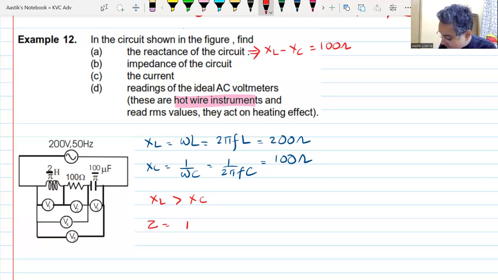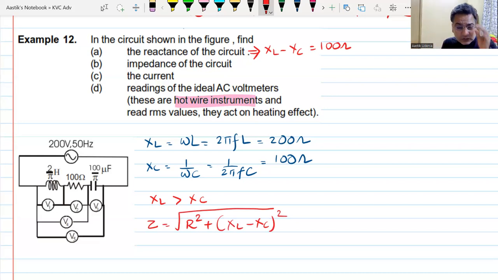Now you can find out the value of Z. Z is the root of R square plus the whole square of XL minus XC. R is 100. XL minus XC is also 100. So 100 square plus 100 square, and you will get this as 100 root 2. The value of Z is going to come as 100 root 2. I hope everyone understands this. Yes or no?